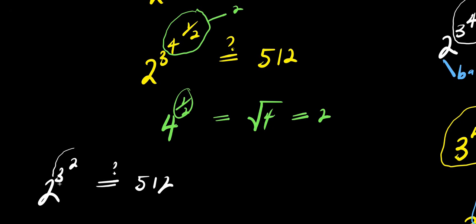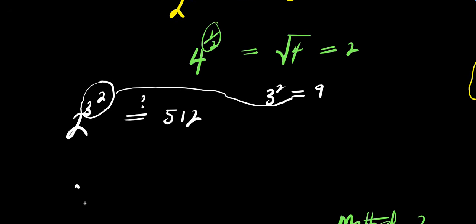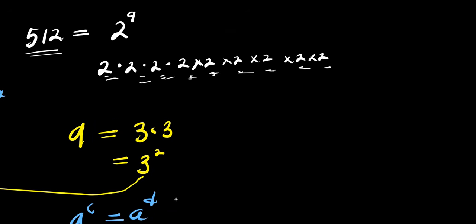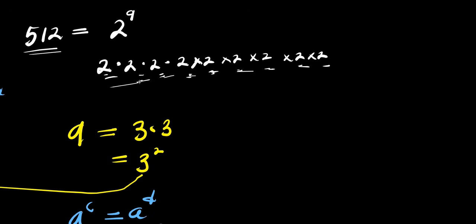So we need to find the value of 3 to the power of 2. 3 to the power of 2 equals 9. That's 3 times 3. So we replace this with that value, 9. So we need to find 2 to the power of 9, which equals 512. So for you to find the value of 2 power 9, you go back to what I did earlier on. Remember? Look at it here. You have 2 times 2, 4, 4 times 2, 8, 8 times 2, 16, 16 times 2, 32, 32 times 2, 64, 64 times 2, 128, times 2, 256, times 2. This is 512.